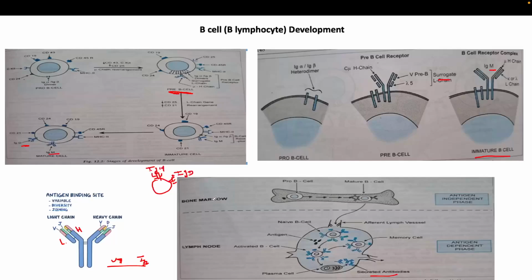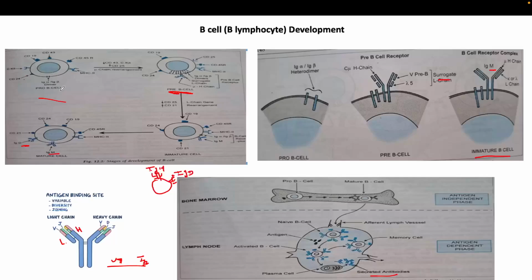Okay, so in the primary lymphoid organ, or the bone marrow, firstly the lymphoid progenitor cell will be converted into the pro B cell. In the pro B cell the immunoglobulin alpha and beta dimer will be present. Apart from this, the CD markers CD45R, CD43, CD19 and CD24 are present.